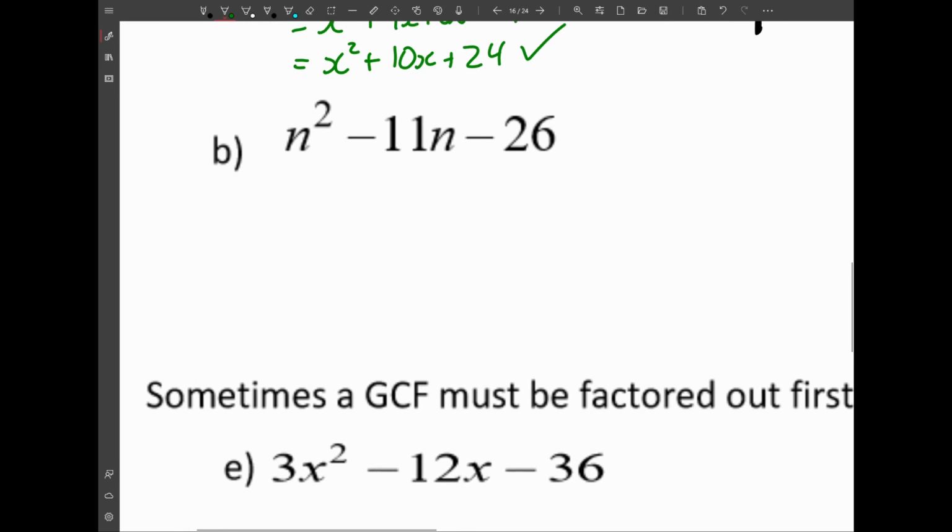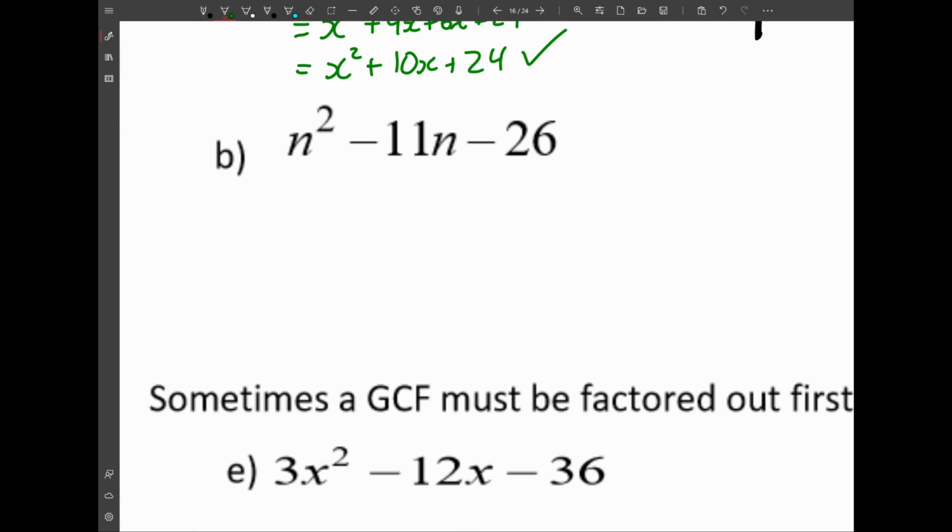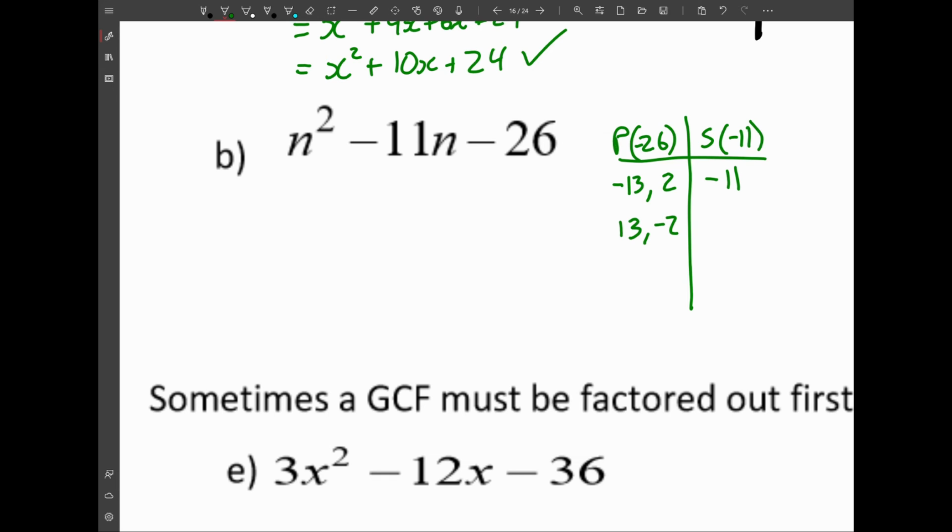All right, n squared minus 11n minus 26. Looking for a product of negative 26 and a sum of negative 11. So I'm looking for a negative product, which means one has to be positive, one has to be negative. In this case, you can start to see them a little bit faster. If you try negative 13 and 2, you'll find that that one gives you negative 11 and multiplies to negative 26. So that's our golden boy. Be careful, because if we did 13 and negative 2, that does not add up to negative 11. That adds up to positive 11. So that one's wrong. This one's right.